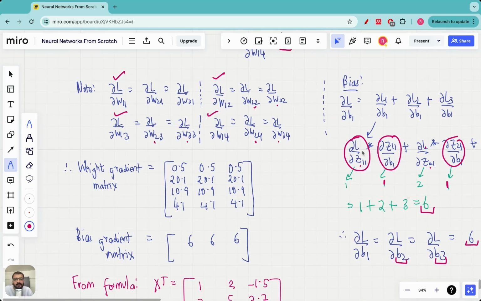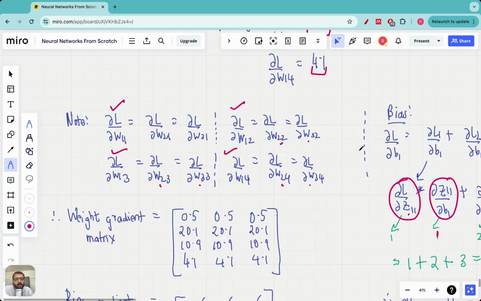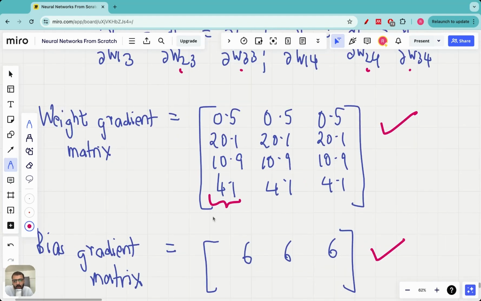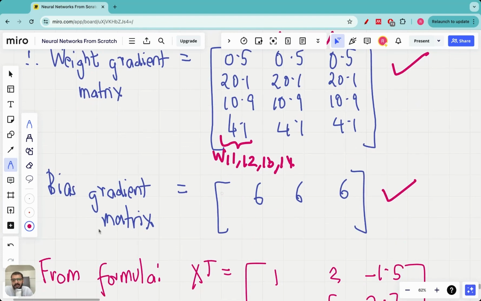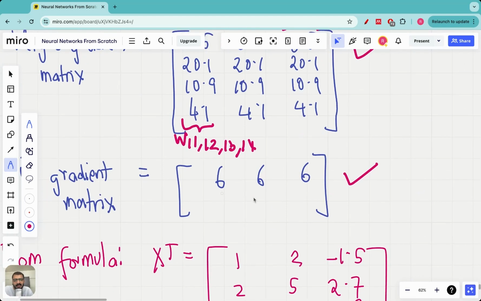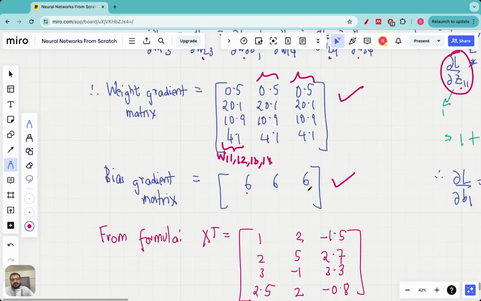the biases, right? So if you put all of these together, we'll see that the weight gradient matrix is this and the bias gradient matrix is this. So the first column is the partial derivative loss with respect to the first neuron weights, which is W11, W12, W13 and W14. The second column is for the second neuron weights and the third column is for the third neuron weights. Similarly, if you look at the bias gradient matrix, we already calculated it to be 6. So it will be 6, 6 and 6 for the 3 neurons.